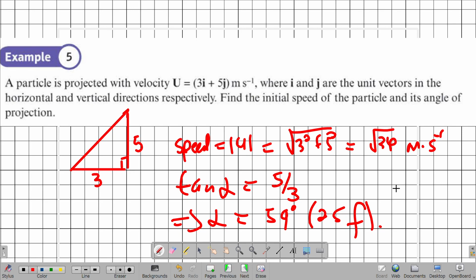This is basically the introduction to a projection that is done at an angle.